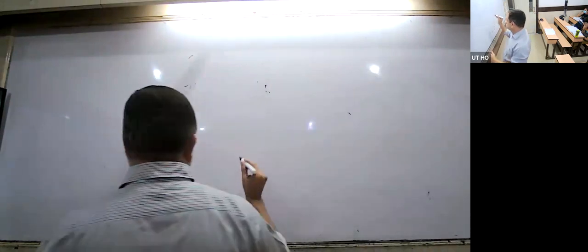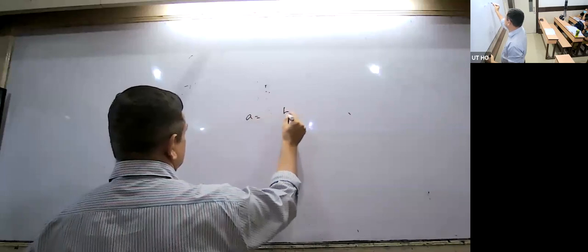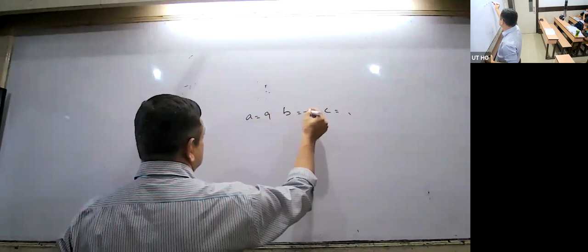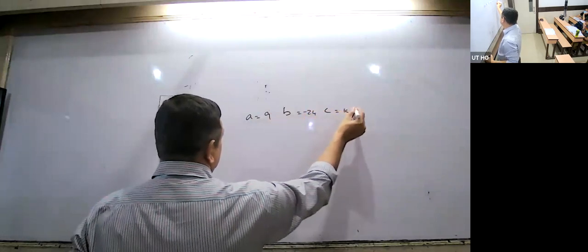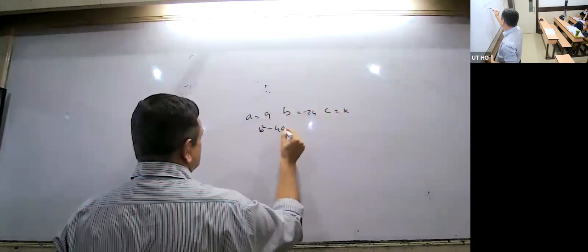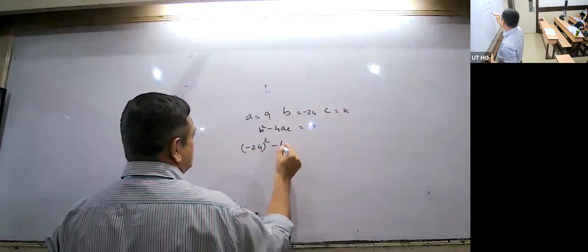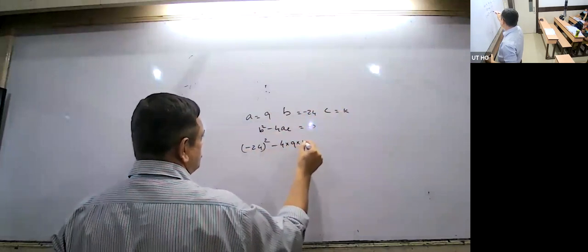Sir, I have a doubt in homework. I have not discussed this in class, the fifth one. Sir, I did the question in homework. Read the question here. Find the value of k for which... Tell a, b, c. a is 9, b is minus 24, c is k. So b square minus 4ac equal to 0. So b square is this minus 24, minus 4. Then what is the problem?